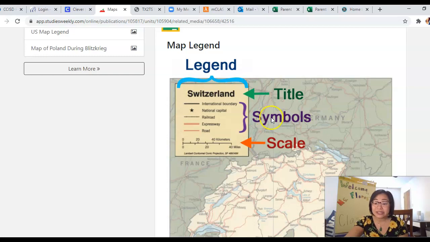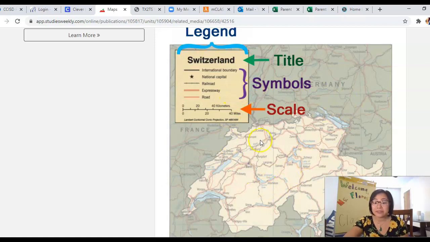Right? You might also see legends. Legends tell us what is on the map. It tells us the keys on the map, right? So it's going to have a title, right? So this map is a map of Switzerland. It's going to tell us the symbols, right? If we see a little star, we know it's a national capital. If we see a line that has little lines on it like this, we know it's a railroad.